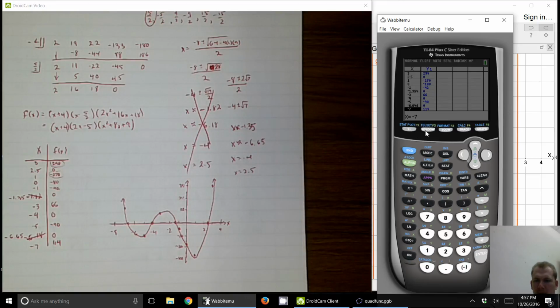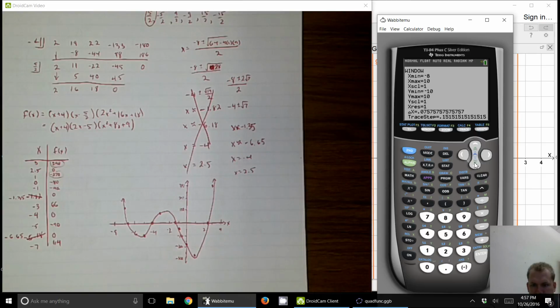So let's see. Negative 8 to 4, scaling by 2. Negative 300 to 300, scaling by hundreds. Graph. Looks good to me.